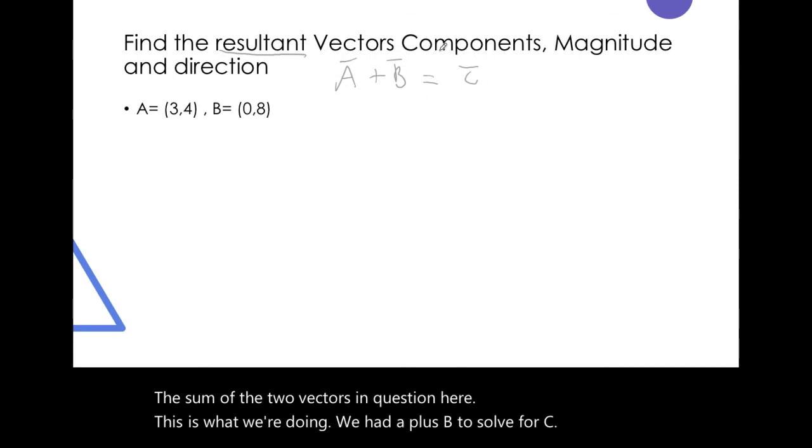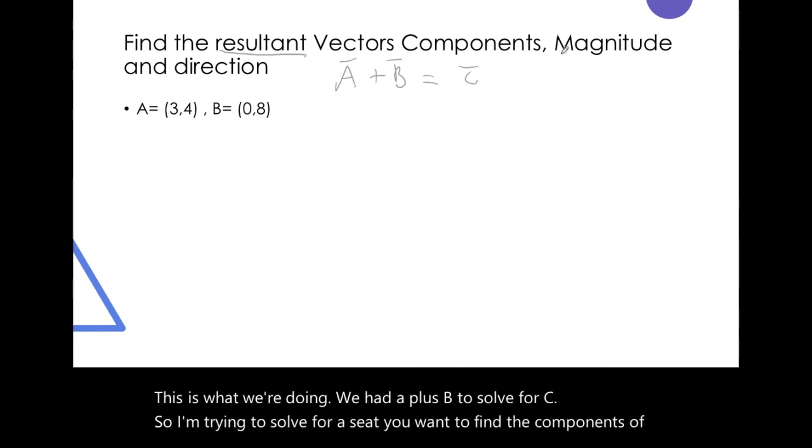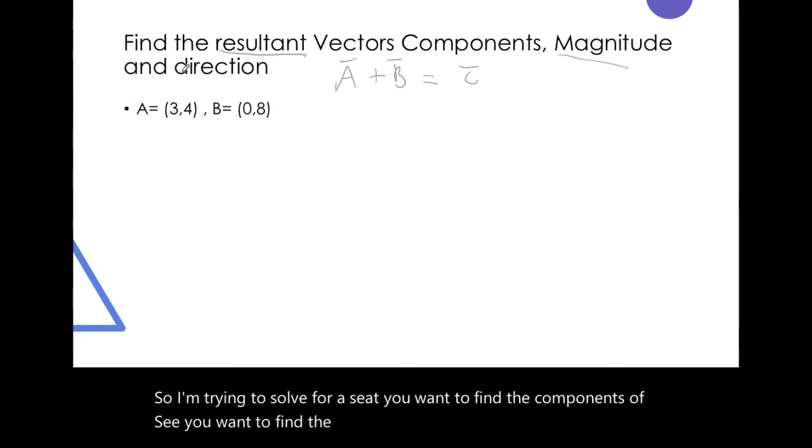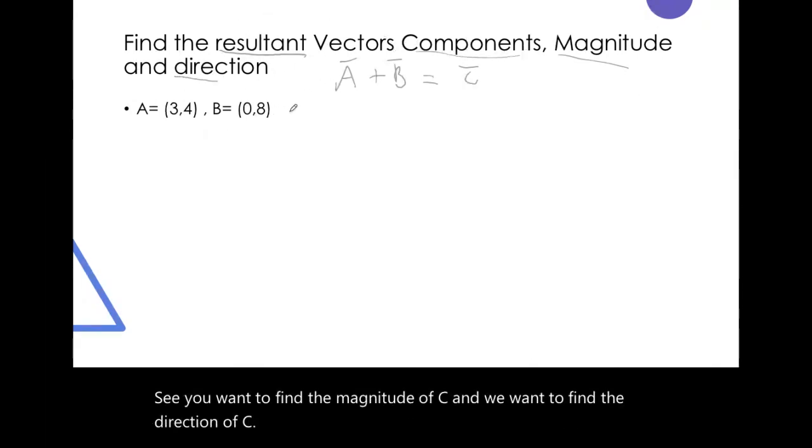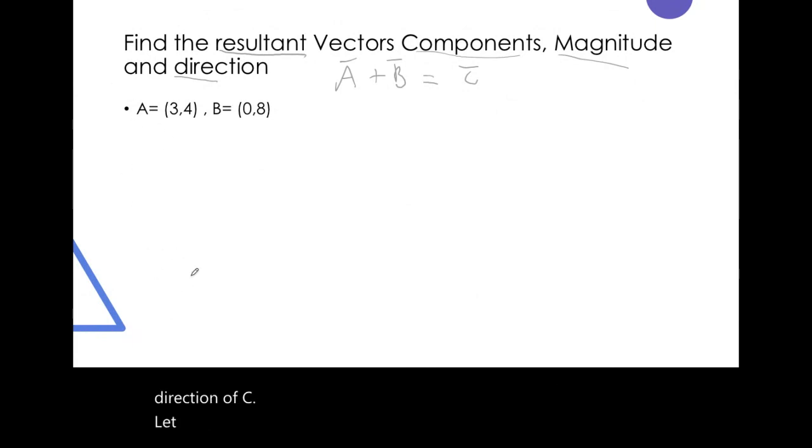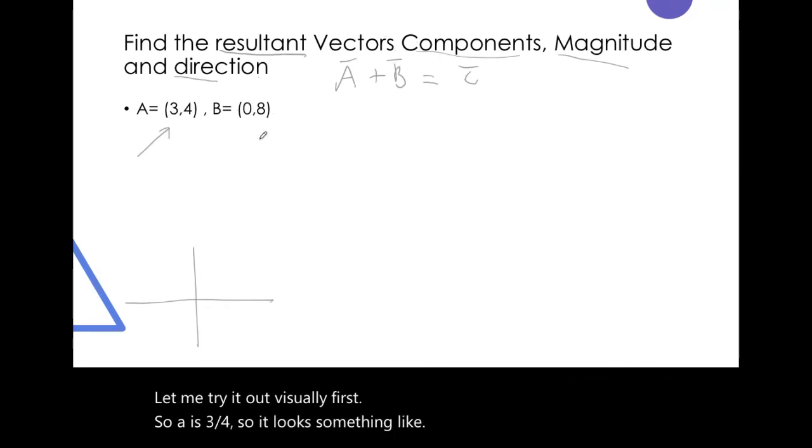So we're trying to solve for C. We want to find the components of C, the magnitude of C, and then the direction of C. So let me draw it out visually first. A is 3, 4. So A looks something like this. B is 0, 8. So that looks something like this.